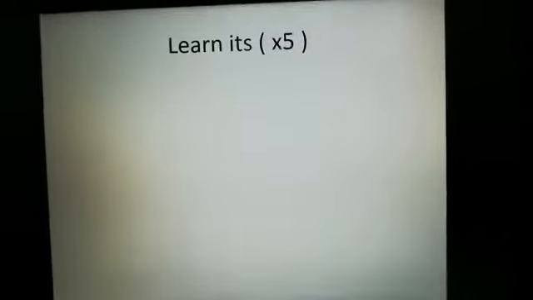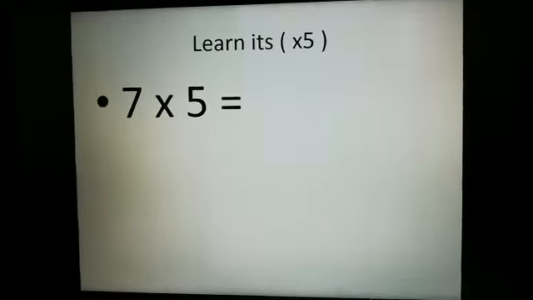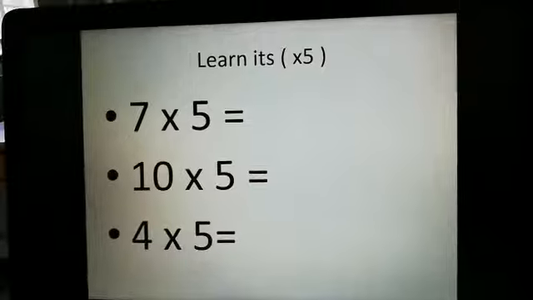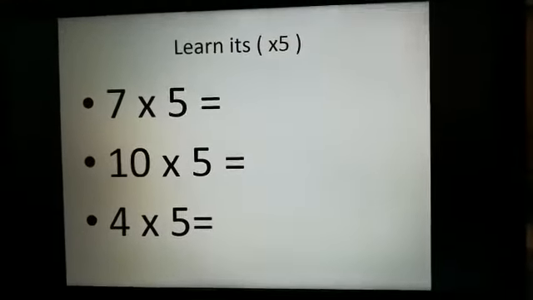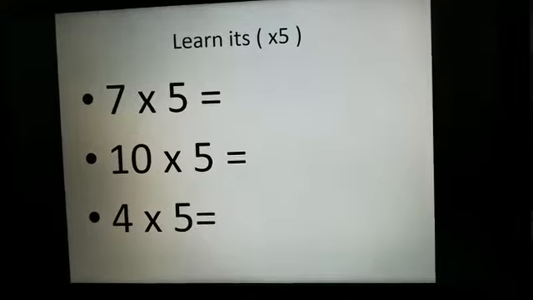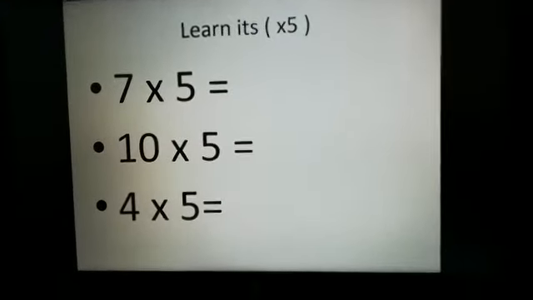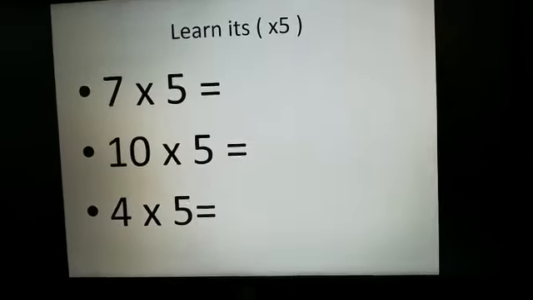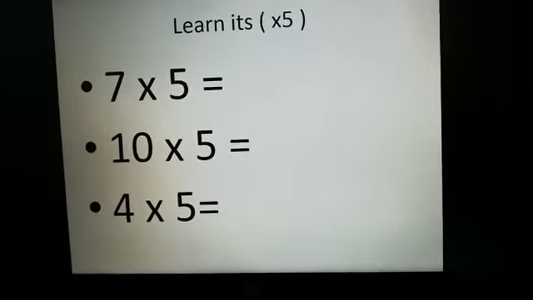Learn it. So times 5, or our 5 times table. So we've got 7 times 5, 10 times 5, 4 times 5. So you should know your times 5, learn it. But if you don't, remember you could put 7 fingers up, counting 5s, 10 fingers up, counting 5s, 4 fingers up, counting 5s.